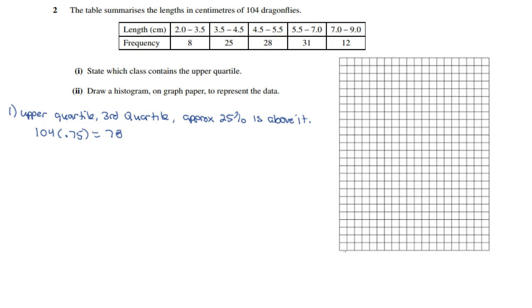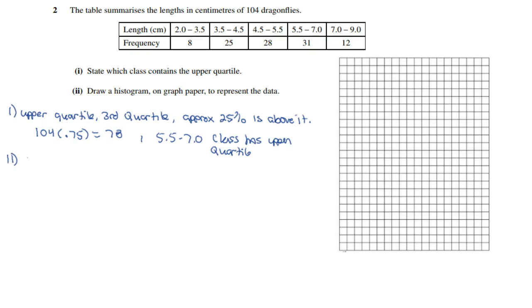And so if we add these up, I get 8 plus 25, that's 33, plus 28. I know that that 78th piece of data is going to be in this 5.5 through 7 category. And so that's all they really need to know, and that's all we're going to tell them.